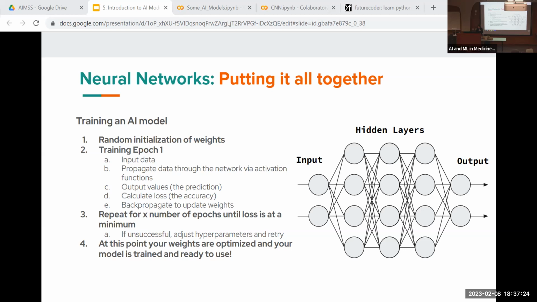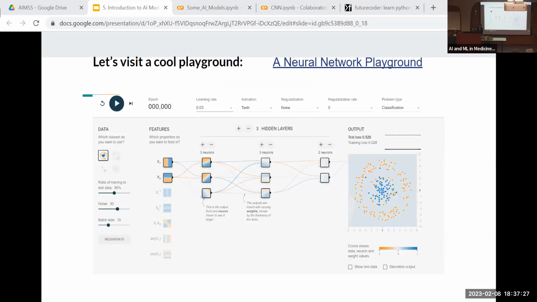Here's a cool playground that you can visit later, which gives you some tools to play with. You can choose how many layers you have and what data set you want to work with. Then you can press the start button, and you can see the process of the model being trained, and how it eventually gets to fit the data that we have. So this is about neural networks in general.